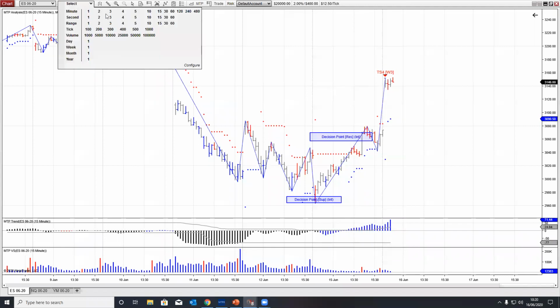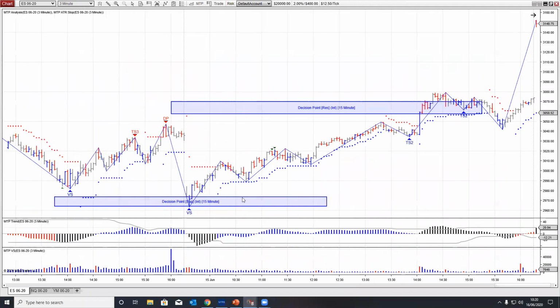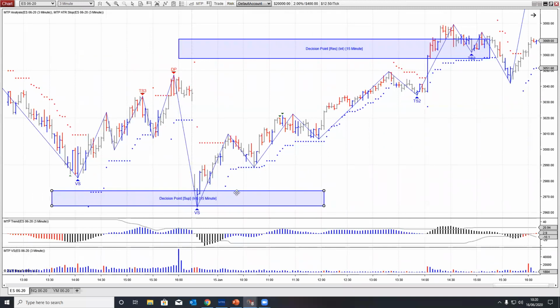So when we go back down to the 3-minute chart, can you see how suddenly you have support down here, resistance up here? So between that, our MTP trend is blue. It indicates the larger trend is up. Therefore, ideally, you should be looking to take buy setups. So that means avoiding those ones. But we did have this nice TS2 buy setup here a bit later in the day.